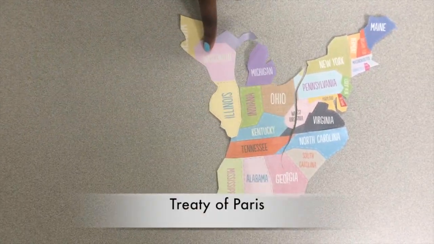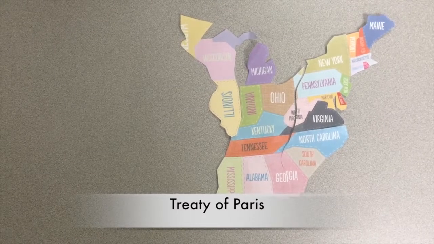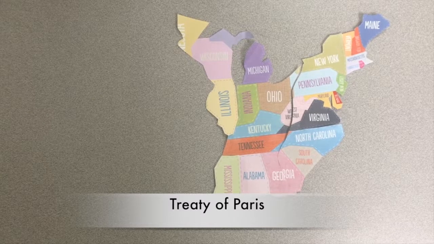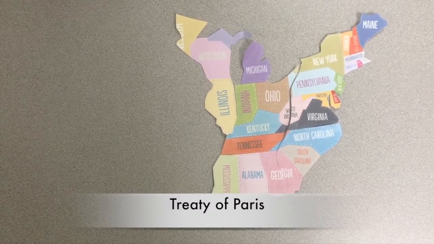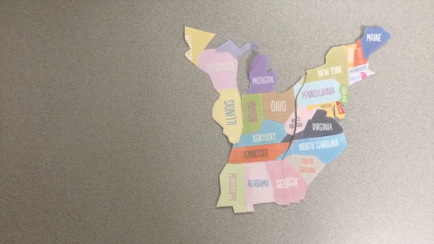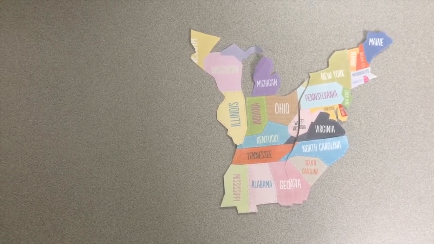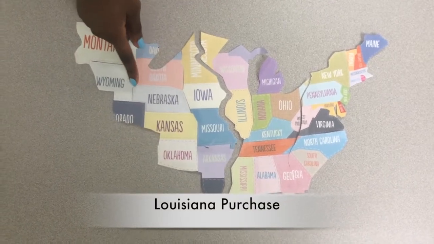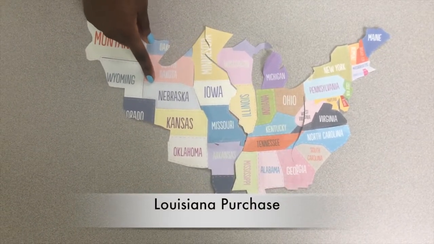In 1783, the Treaty of Paris ended the Revolutionary War between the colonists and Great Britain. In the treaty, Britain ceded most of the land east of the Mississippi River to the new nation of America. In 1803, President Thomas Jefferson bought the Louisiana Territory from France for $15 million. This addition more than doubled the size of the United States.